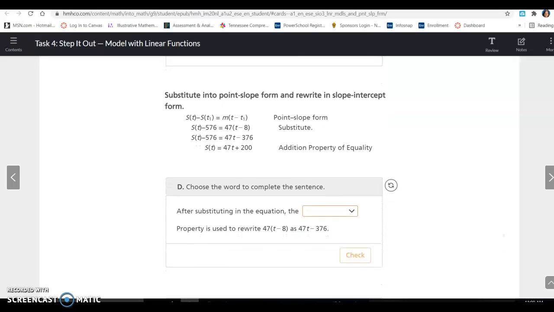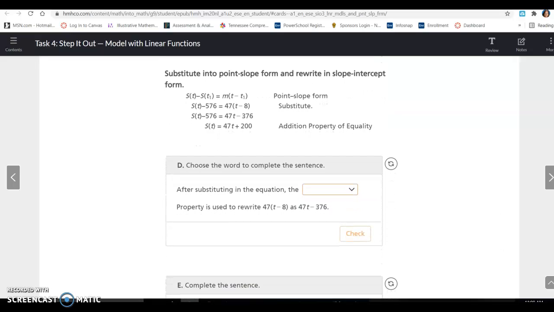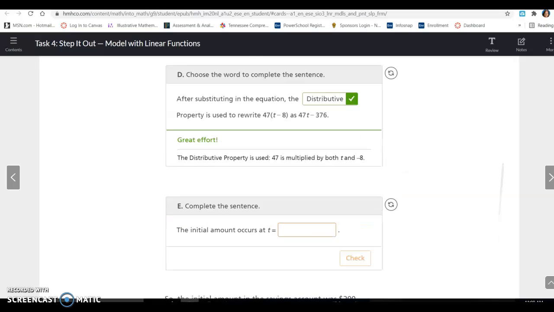All right, substitute into point-slope form and write. So they've substituted the 8 and the 576 as one of your points. They've used the distributive property to distribute the 47 and get rid of the parentheses, and then added 576 to the other side. After substituting in the equation, use the distributive property, and that gets rid of your parentheses here.